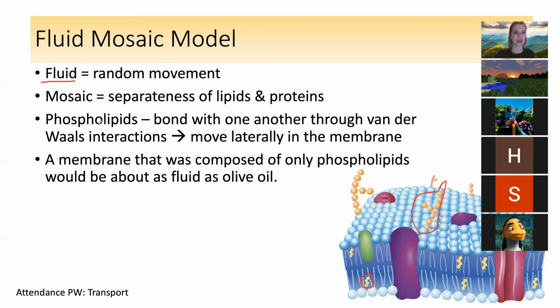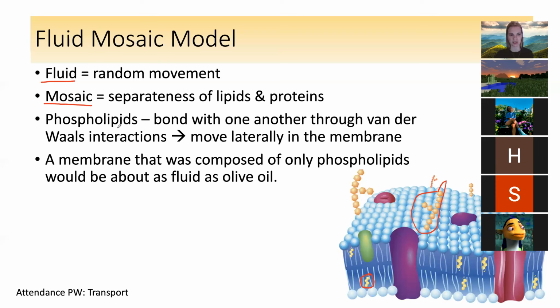The term mosaic means that we've got different parts, right? So there are lipids and proteins, so very distinct. You can identify them, right? Just as if you were building a mosaic out of different colored tiles, you can clearly separate proteins, sugars, and phospholipids from each other.